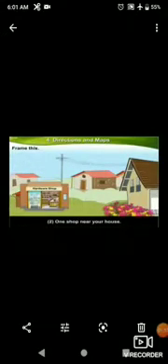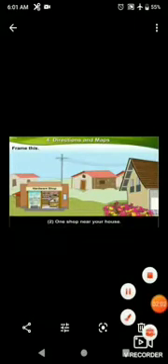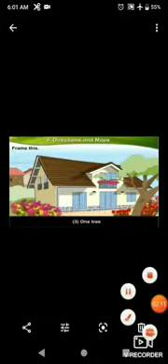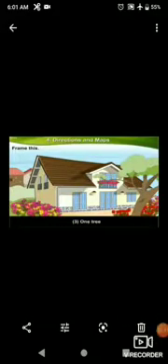Draw one shop near your house in that frame. One road nearby. One tree nearby your house. The bus stop nearby. Beautiful. Okay.